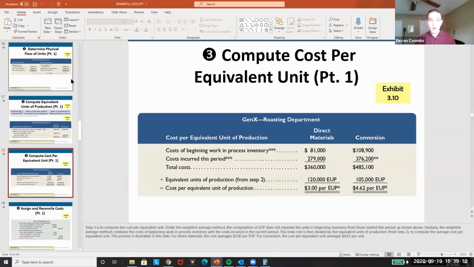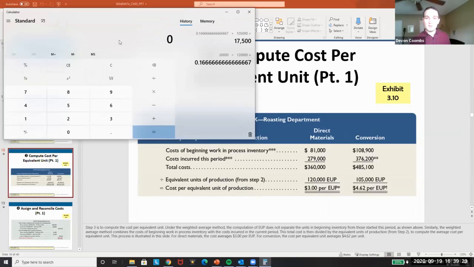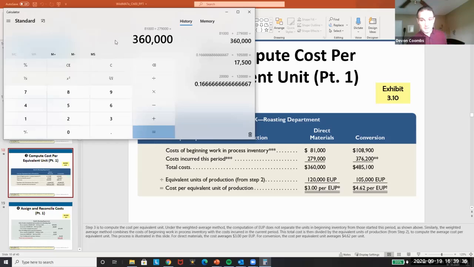A compute cost per equivalent unit. And so here they're saying kind of what I went through, but they're giving you some different numbers so we can play with it. So they're saying the costs incurred, these numbers will always be given to you. You just have to do the division. So 81,000 plus the 279, we get our 360,000 related direct materials.